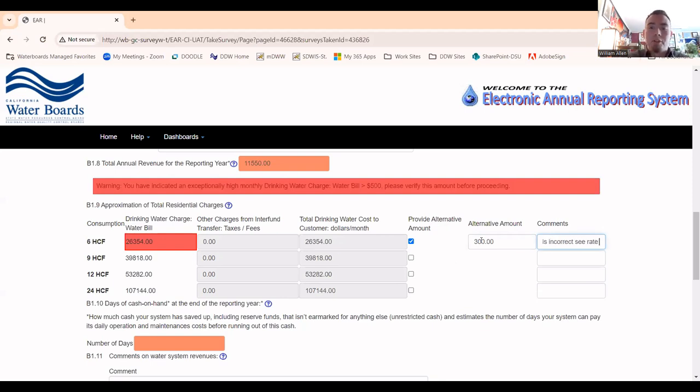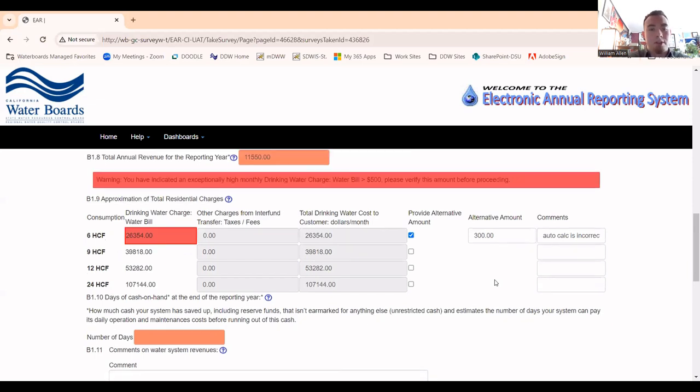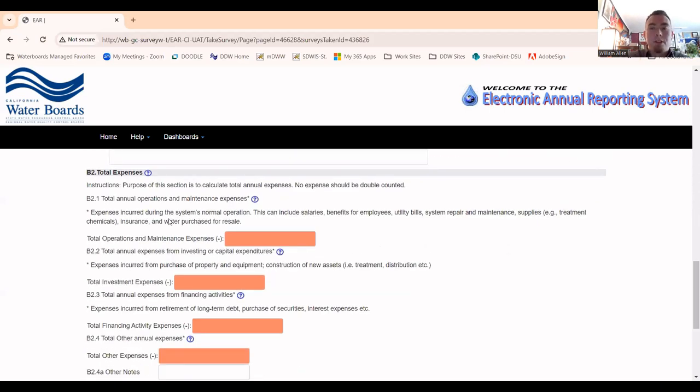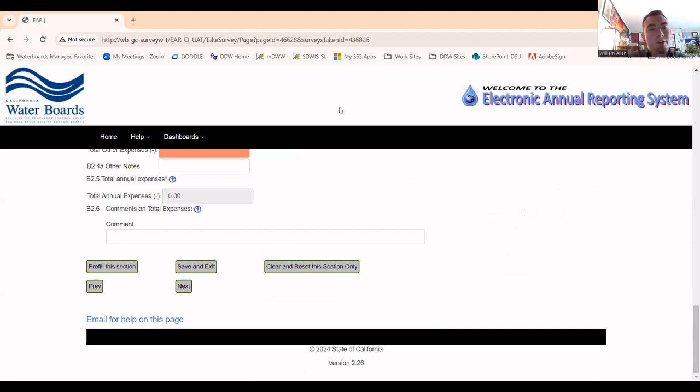And what we'll do is that whenever we utilize these water rates, typically we'll take your alternative amount over your auto-calculated amount, just for QA/QC sake. But we would prefer if you would actually go in and work with the table to give us a more accurate result. So for this example, Wendy, if you don't mind, we're going to go back to 8A, section 8A, to fix that error.